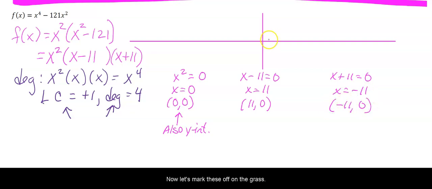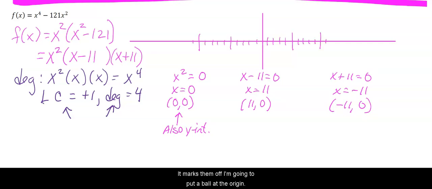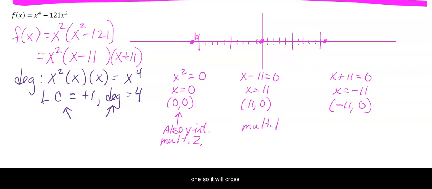Now let's mark these off on the graph. I'm going to put a ball at the origin, a ball at (11, 0), and a ball at (negative 11, 0). Now I go back and look at the original factors to find their multiplicities. The 0 solution came from x squared. That means it has multiplicity 2. It's there 2 times, which means it will bounce at that one. X minus 11 was only there once. That means it has multiplicity 1, so it will cross. X plus 11 was there one time, so it will also cross.